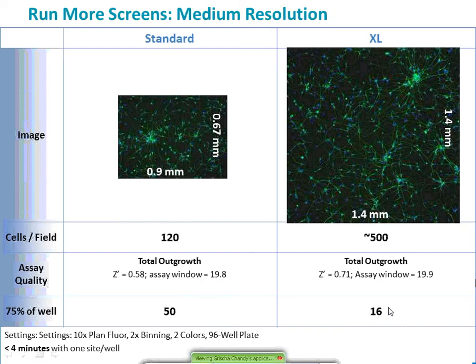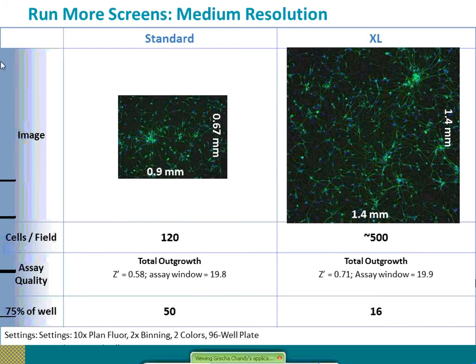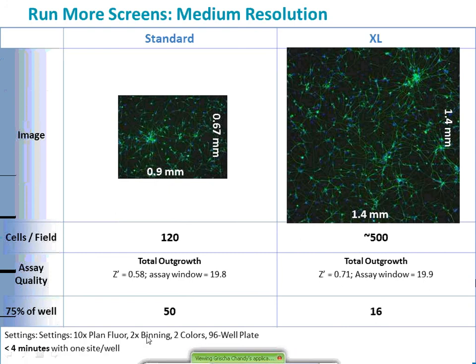If you needed to collect a large fraction of the well, you'd have to collect much fewer images. And the speed of the system is quite fast. Here with a single image, 2x binning, 96-well plate, you would be able to acquire this plate in less than 4 minutes.